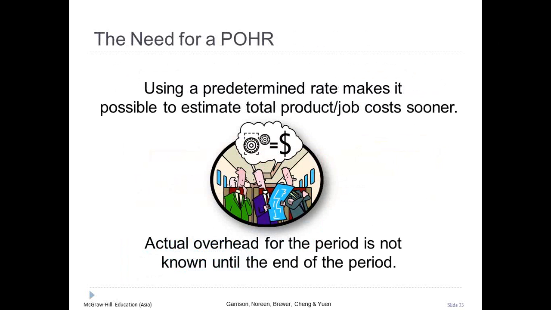Predetermined overhead rates that rely upon estimated data are often used for two reasons. One, actual overhead rates for the period are not known until the end of the period. Thus, it inhibits the ability to estimate product and job costs during the period. And two, actual overhead costs can fluctuate seasonally, thus misleading decision makers.